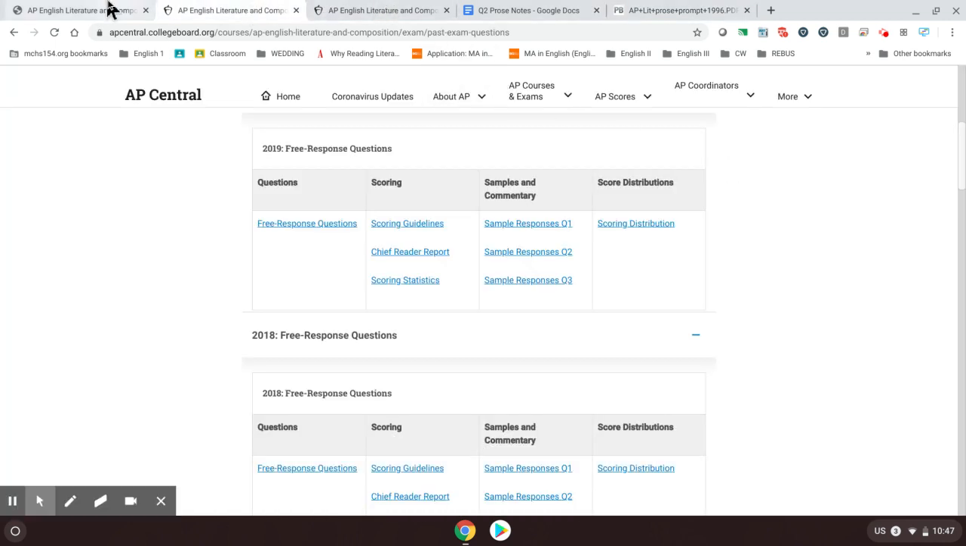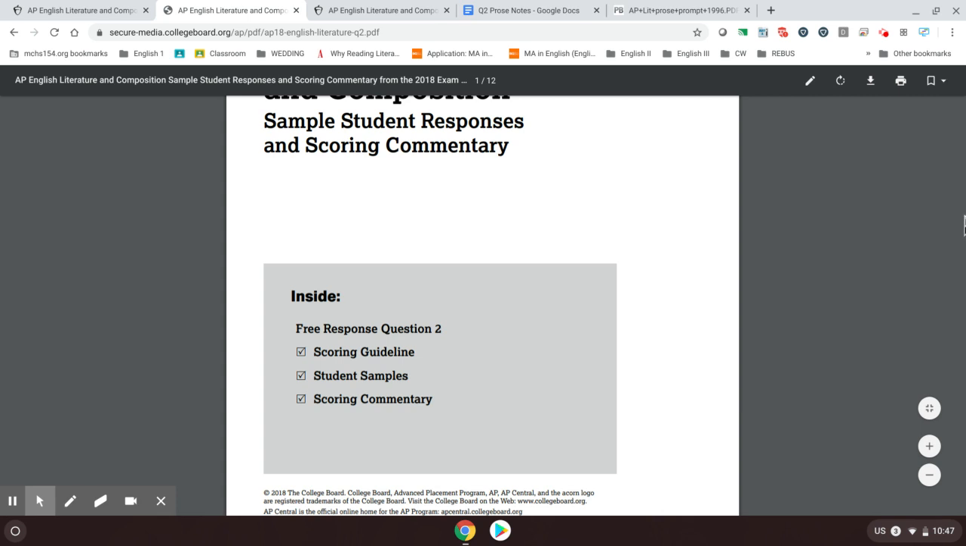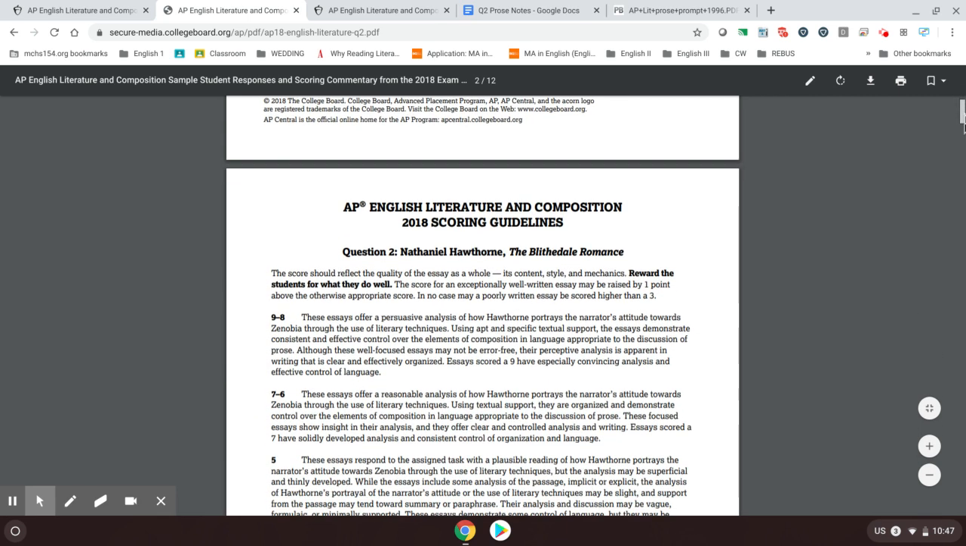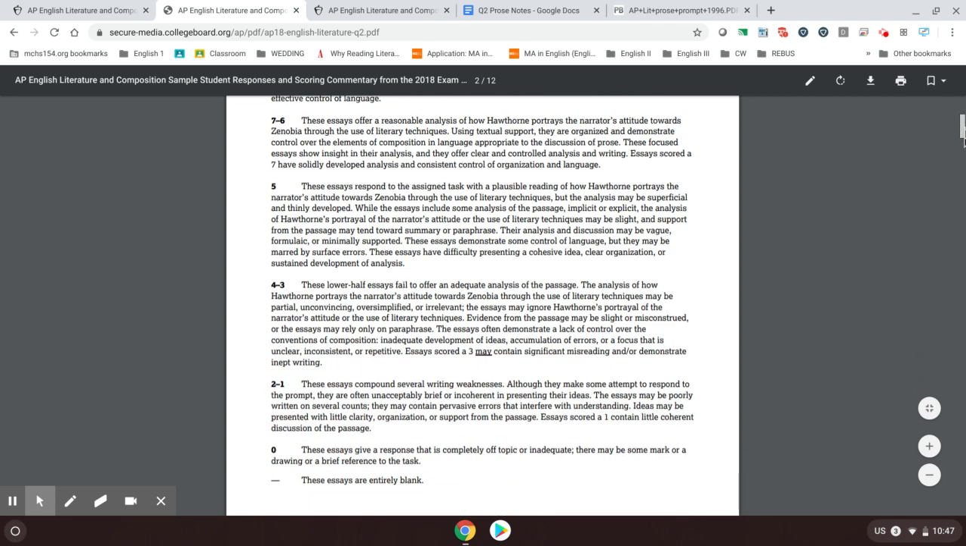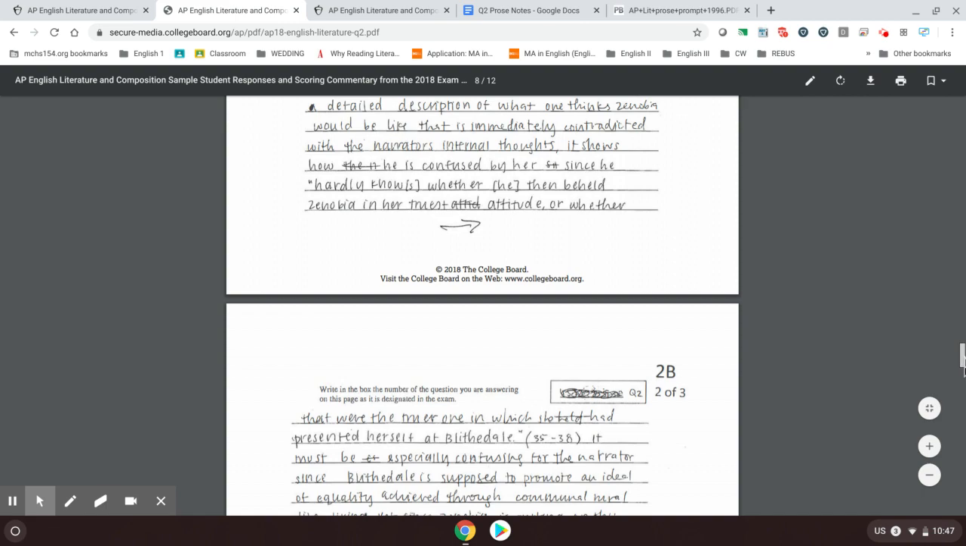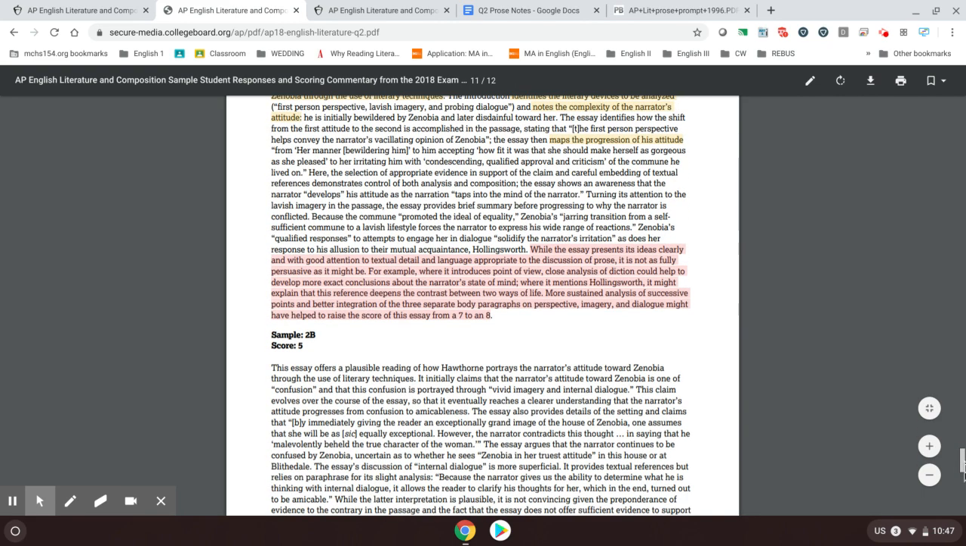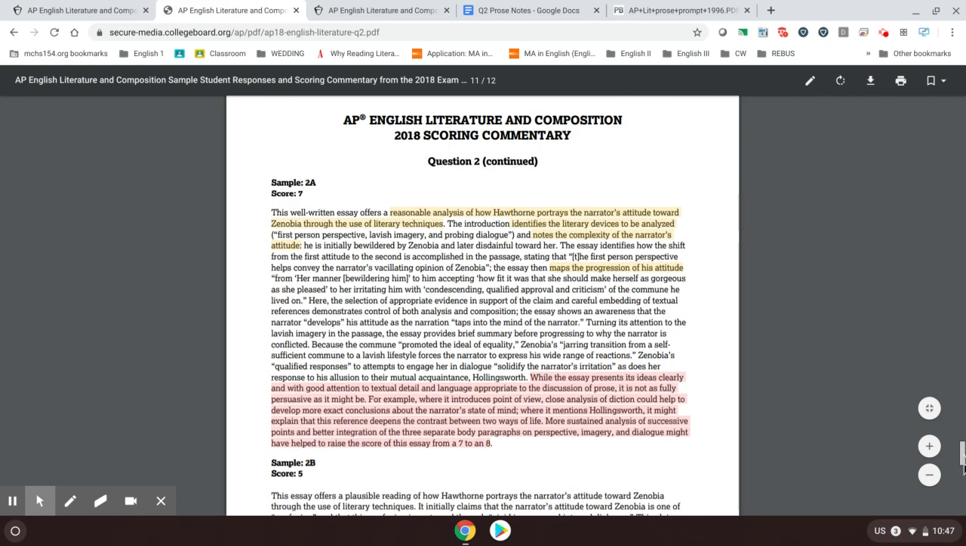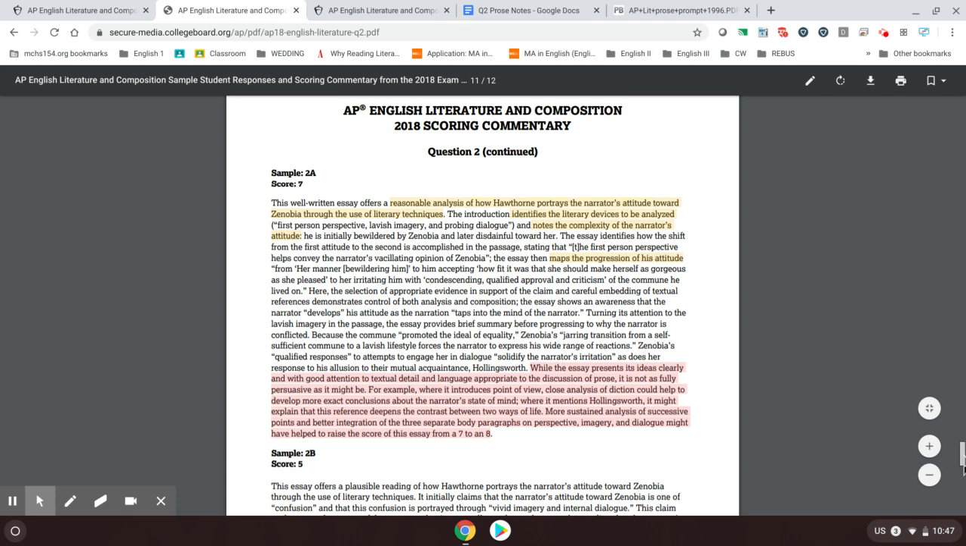Oops, wrong one. All right. So I'm going to come here now to the sample responses and scoring commentary for question 2. And if you did this workshop with me in January, you remember we kind of went through some of these. So I always recommend with these scoring commentaries, if you're going to look at some for other essays, go to the last couple pages. Go to where they give you the actual scores.